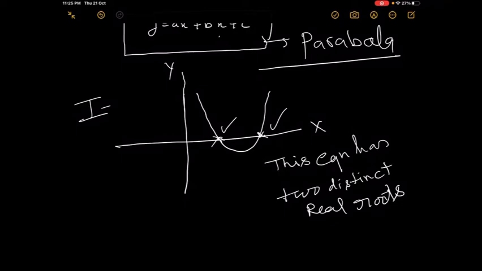This equation has two distinct real roots or solutions or zeros, right? What happens at the x-axis? These are called the zeros of this quadratic equation. Okay, so this is one thing.